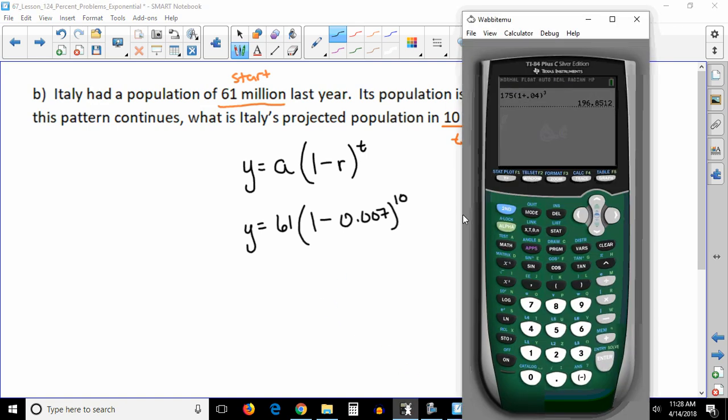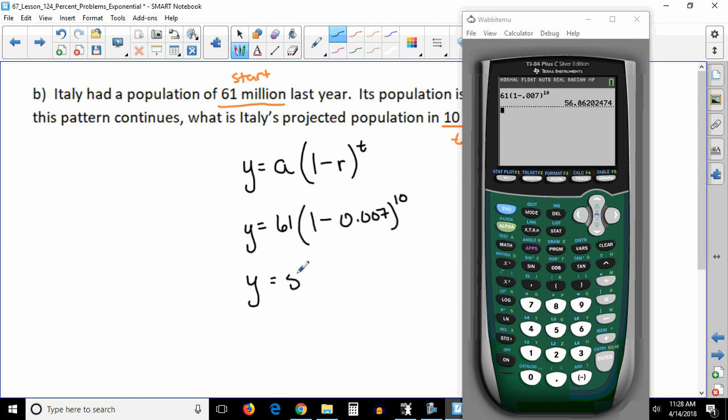Again, I'll plug this one in the calculator so you guys can watch. Let's go clear. So let's go 61 parentheses times 1 minus 0.007. We're going to raise that to the 10th power. We hit enter. So y is equal to, and since there are no decimals in this problem, we'll round this up: 57 million people.